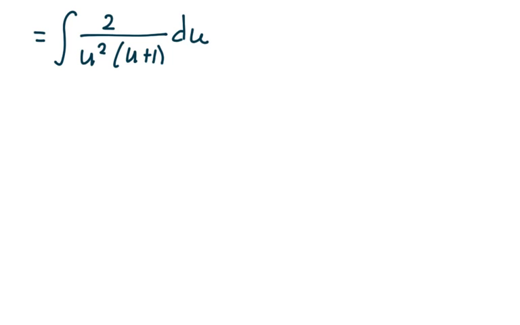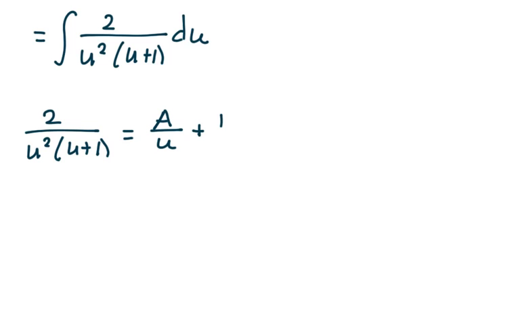So it's classic partial fraction decomposition. So I'm going to take 2 over u squared times u plus 1. Now, this is a over u plus b over u squared. So this is the equivalent of writing au plus b over u squared, by the way.